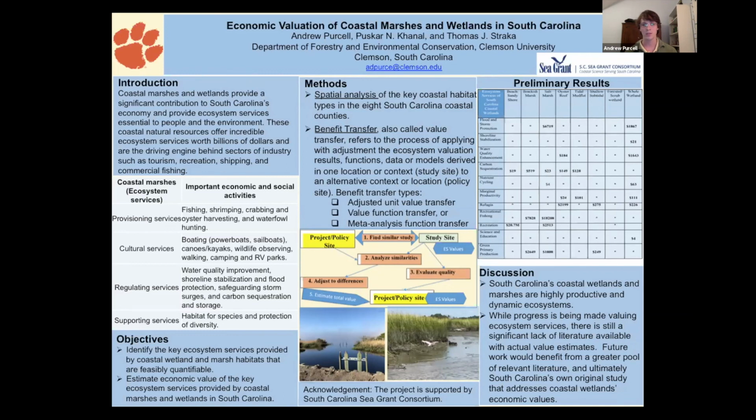This study could improve first by having more literature to pull from, and then hopefully one day South Carolina has its own original study conducted where we can not necessarily rely on other states' studies, but have our own data. But that's what I have for now. So if you have any questions, I'd be happy to try to answer them.